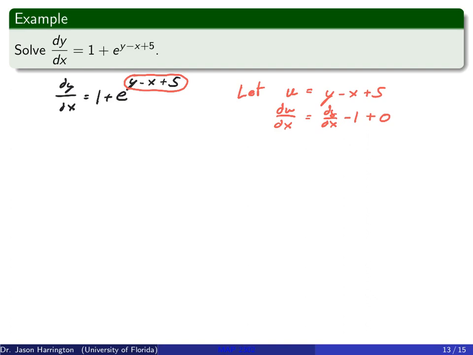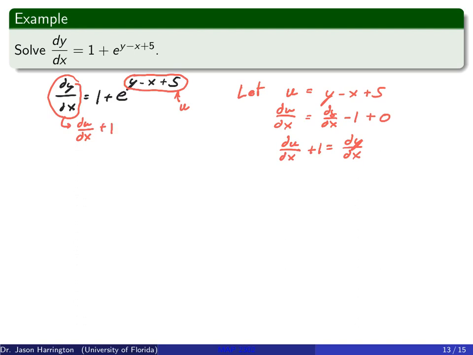All right. So now, if I solve for dy over dx, then I'm going to get du over dx plus 1 is equal to dy over dx. So now that's our substitution. So this little guy turns into u, and the left-hand side, that just turns into du over dx plus 1.